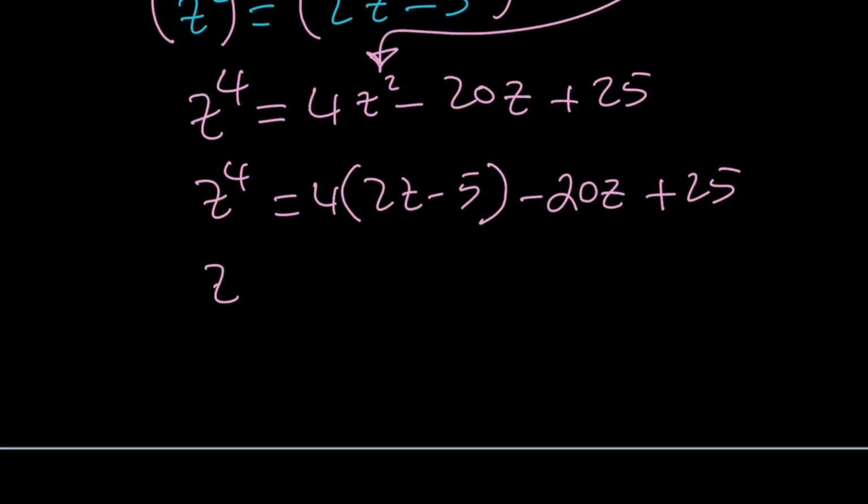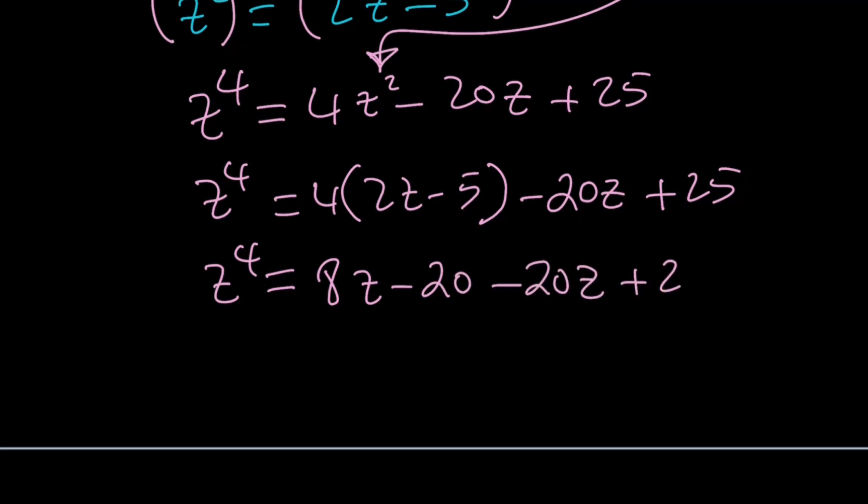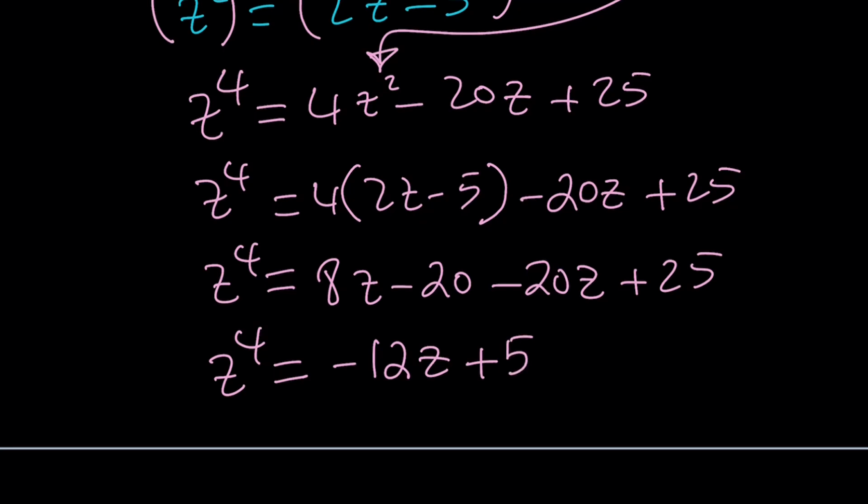So from here, we're going to get the following. Z to the fourth on the left-hand side. Let's go ahead and distribute the 4. That's going to give me 8z minus 20 minus 20z plus 25. Okay, let's simplify the right-hand side by combining like terms. 8z minus 20z is negative 12z, or some people call it minus 12z. I don't think there's an agreement. Negative 20 plus 25 is going to be positive 5.